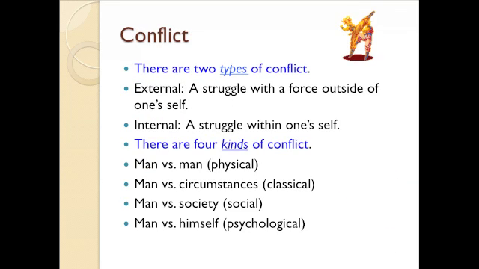Conflict. There are two types of conflict, external and internal. External is a struggle with a force outside of oneself, like a physical context, a fight. Internal is an internal conflict, maybe the hero battling the evil within himself to be good. There are four kinds of conflict. These can all be present within a story, and we have to consider these as we analyze our story.